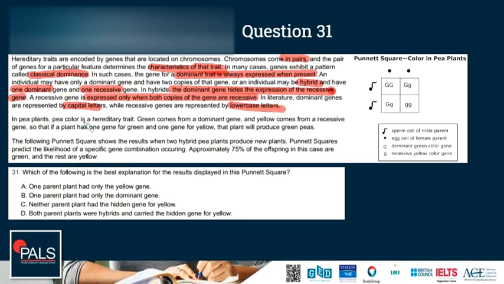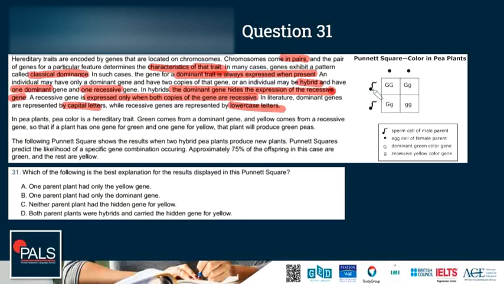In pea plants, pea color is a hereditary trait. Green comes from a dominant gene and yellow comes from a recessive gene, so that if a plant has 1 gene for green and 1 for yellow, that plant will produce green peas, as we have just learned. If we have green and yellow present, green is dominant, so we will get green peas. The following Punnett square shows the results when 2 hybrid pea plants produce new plants. The Punnett squares predict the likelihood of a specific gene combination occurring. Approximately 75% of the offspring in this case are green and the rest are yellow.